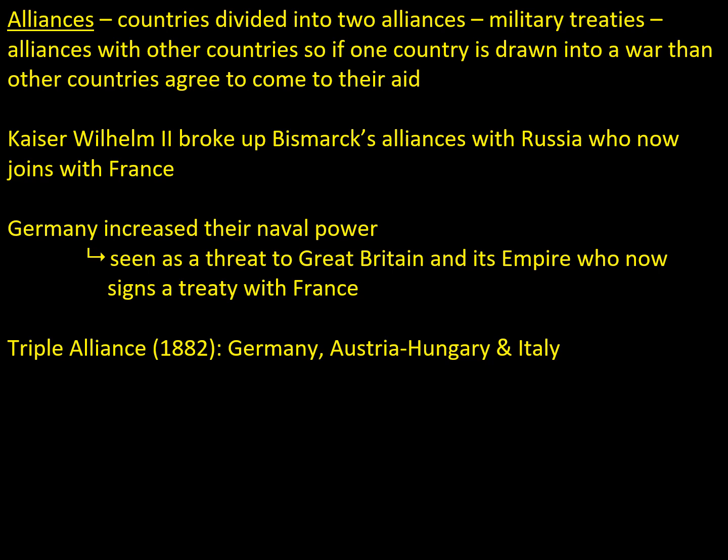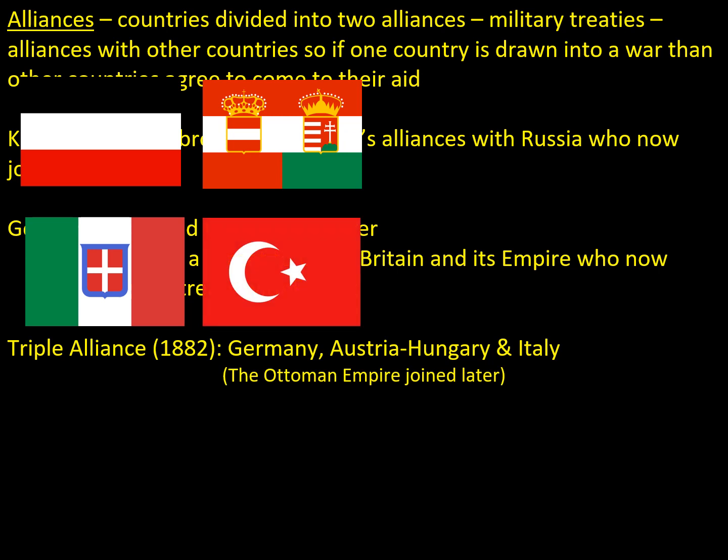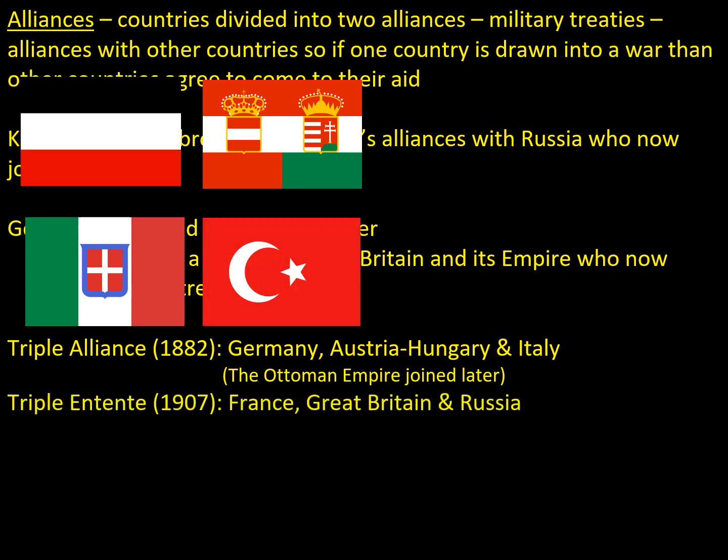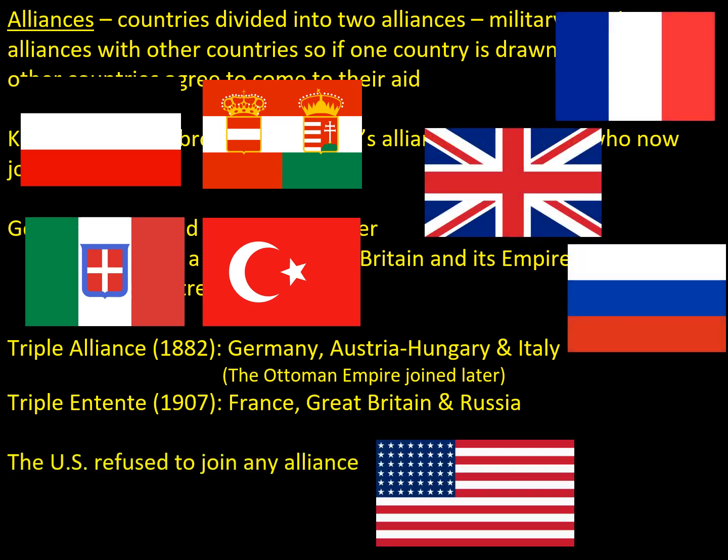First, we have the Triple Alliance: Germany, Austria-Hungary, and Italy. The Ottoman Empire would join later. And the Triple Entente between France, Great Britain, and Russia. The United States refused to join any alliance.